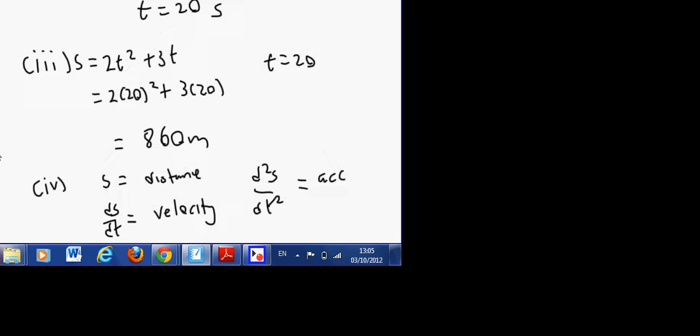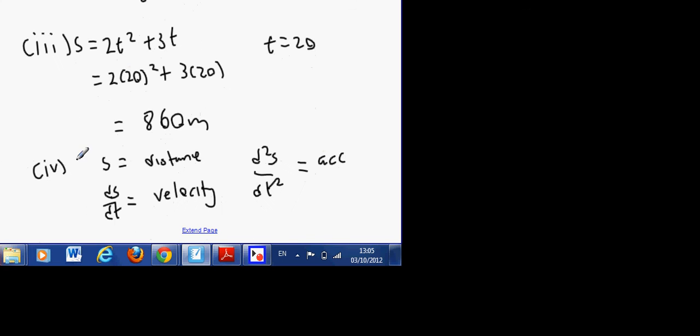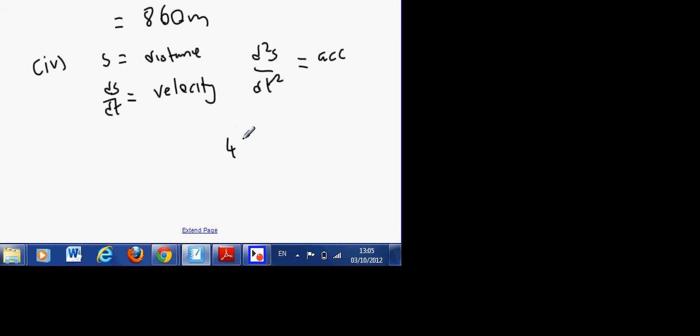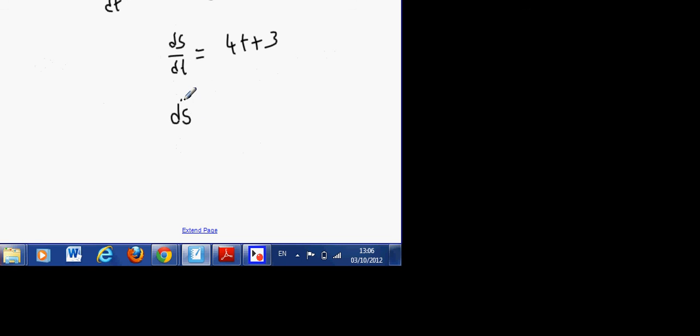Differentiate 4t plus 3. So if we differentiate 4t plus 3, so the ds/dt is 4t plus 3. We differentiate it one other time. And when we differentiate it the second time, what we get is the acceleration. And the acceleration equals 4 meters per second squared.